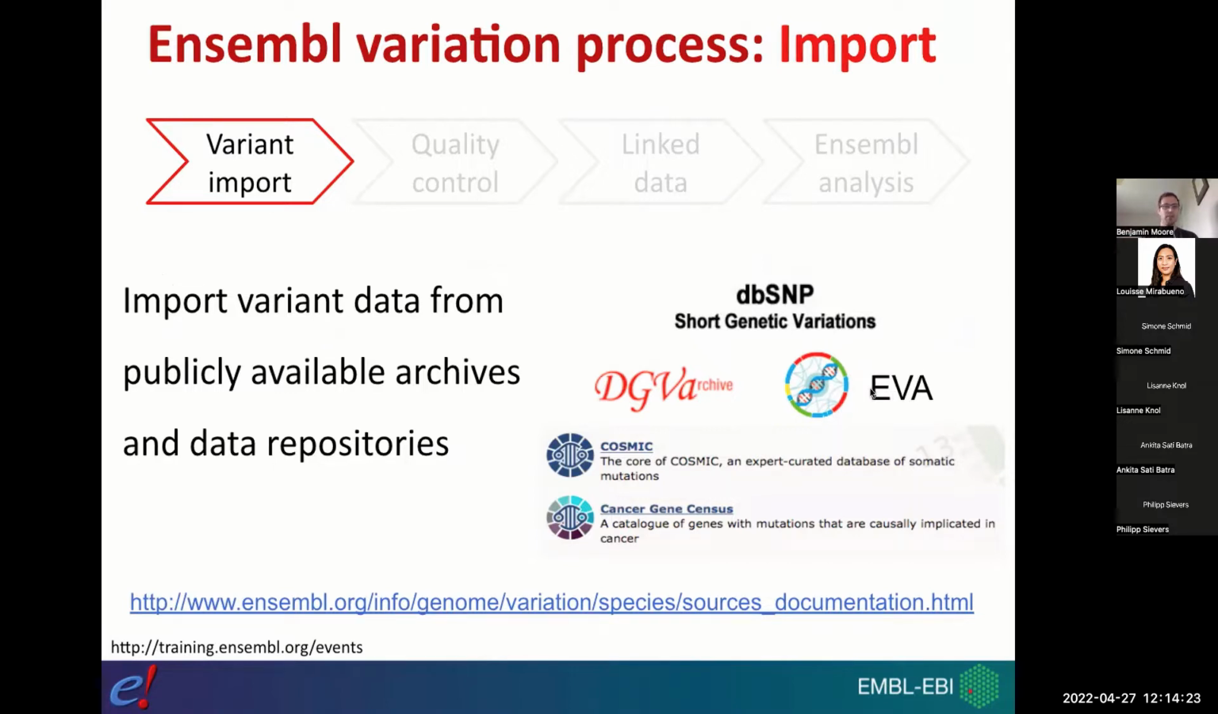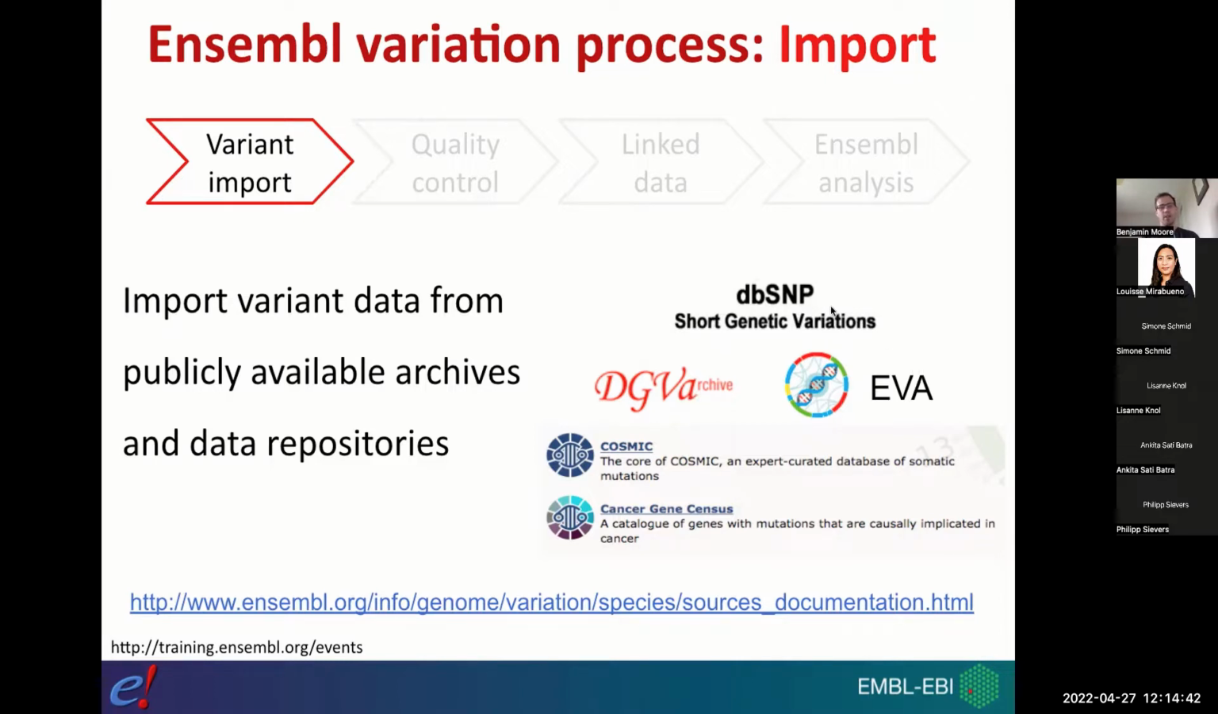EVA, the European Variation Archive, is very similar to dbSNP. It has information about non-human species. So we import non-human variation data from EVA. Then we have the DGV Archive, which has information about structural variants, large-scale structural variants.